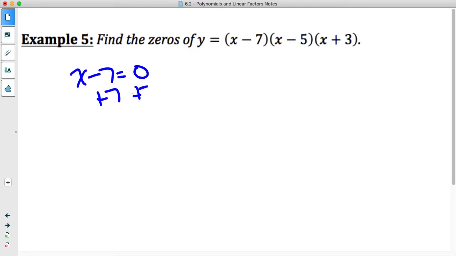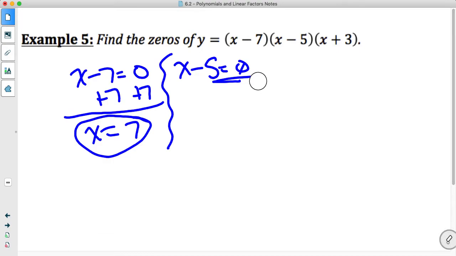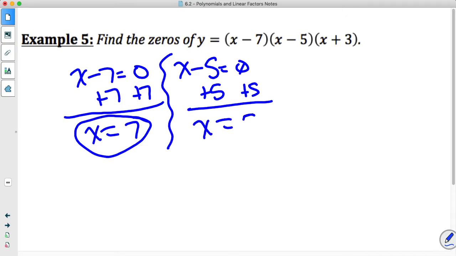Add 7. X equals 7. There's one of my zeros. Separate that a little better. X minus 5 equals 0. Doing it again. Alright, add the 5 over. Again, we have to do the opposite, so add 5. X equals 5. There's another 0.